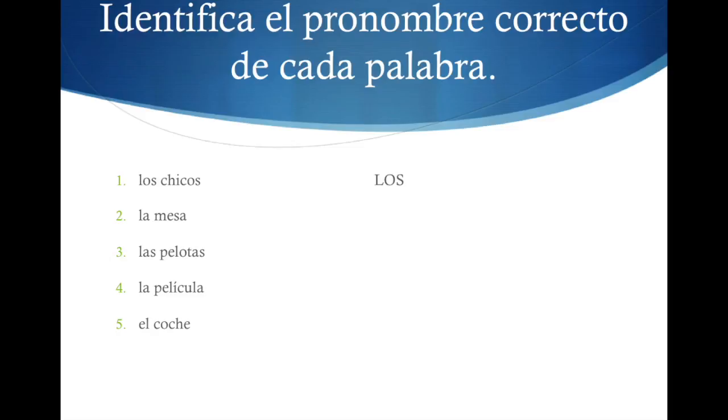Los chicos, los. La mesa, la. Las pelotas, las. La película, la. El coche, lo. Let's try some more.